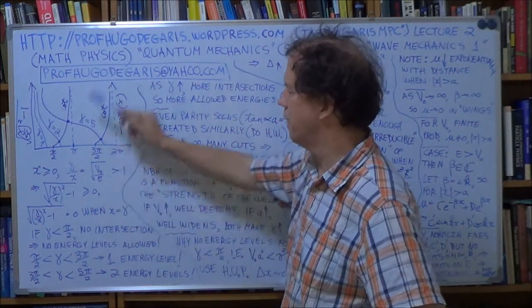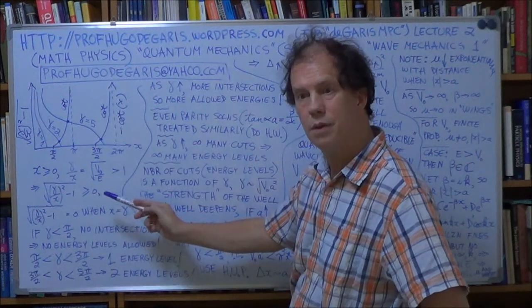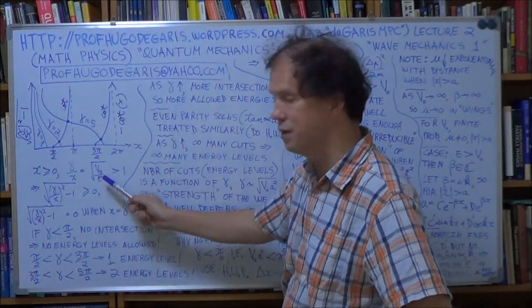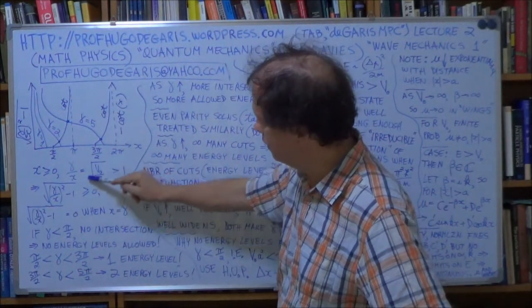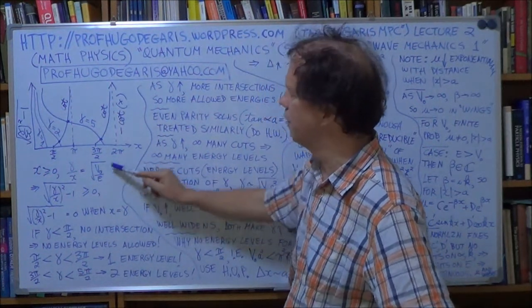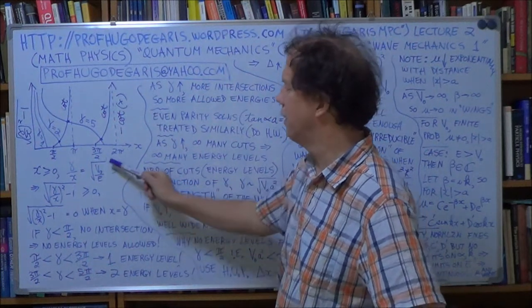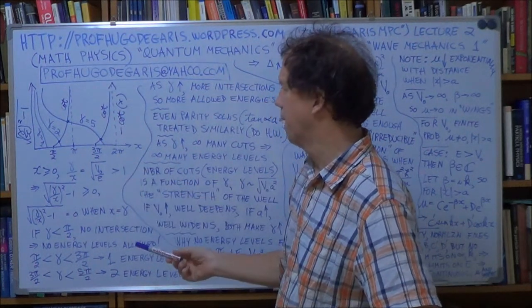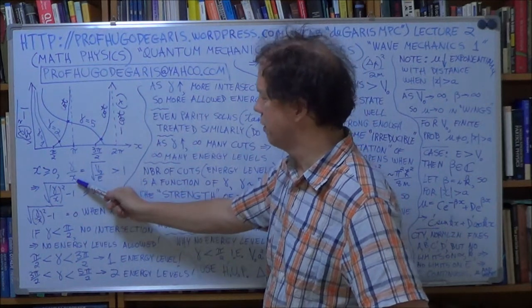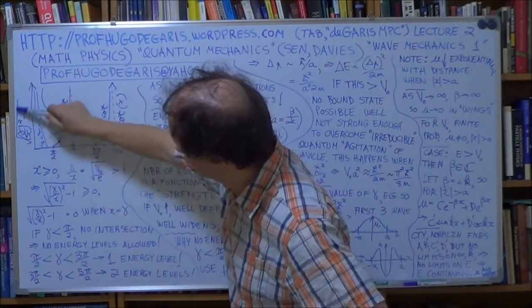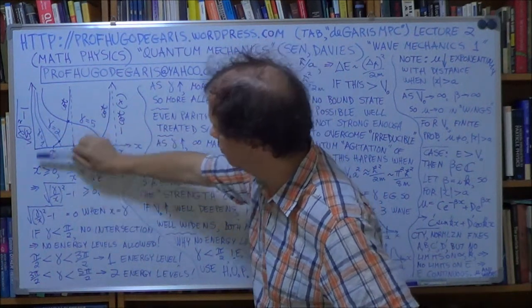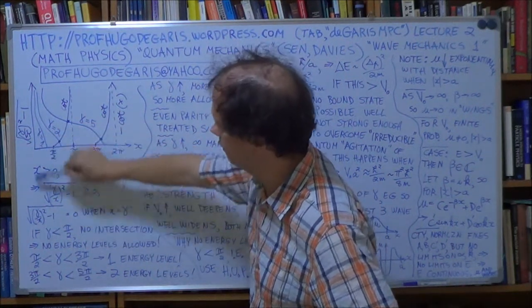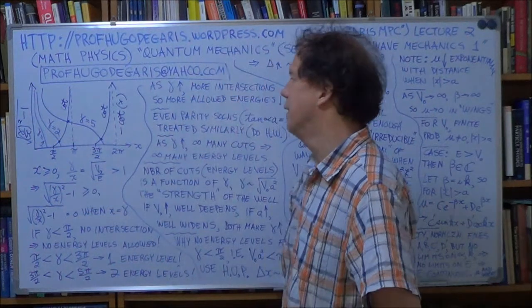But in this part of the analysis, we assumed that the energy here was less than V naught, so that means V naught over E is greater than 1. It has to be greater than 1. And if that's greater than 1, then gamma over x is greater than 1, and therefore this expression, the square root, is positive. So we don't have to worry about negative values of this.